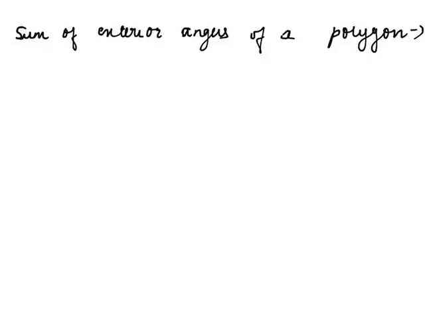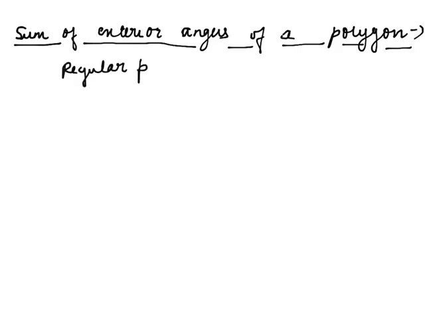Hello everyone. In today's lesson we will cover the exterior angles of a polygon. Here we will take examples of the regular polygon. Regular polygon, I think we already know. By regular polygon we mean that it has equal angles and all the sides are of equal length. Like rhombus, square and all, they are regular polygons.